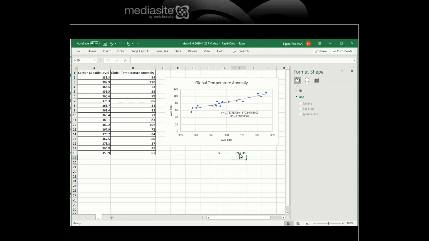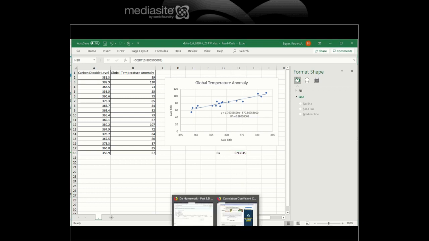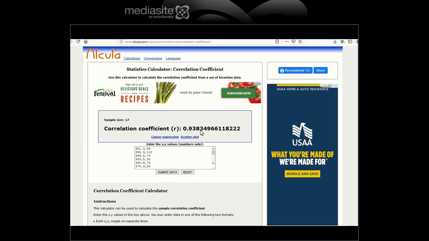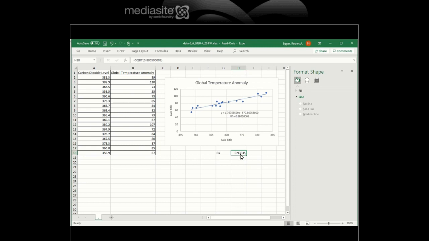And here we have our R value, 0.933835, which is basically the same thing we got up here. They got slightly different, but it still accepted this value in the MyMathLab solution.